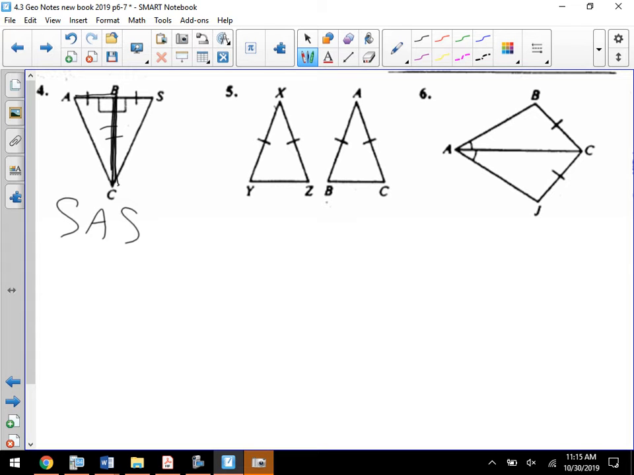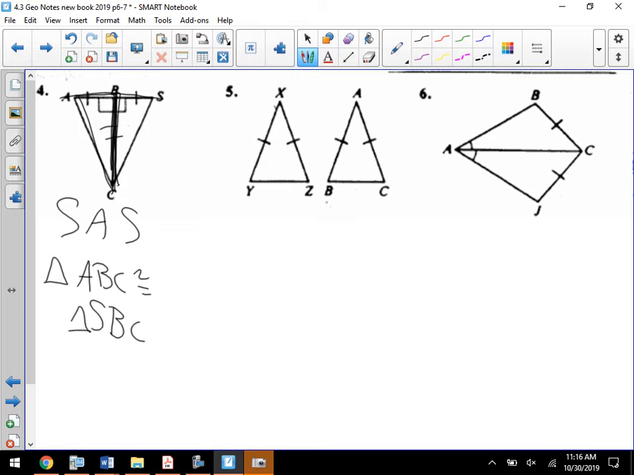And again, if you wrote triangle ABC, if they want ABC, it has to go SBC. As long as those letters match up, you should be good to go.